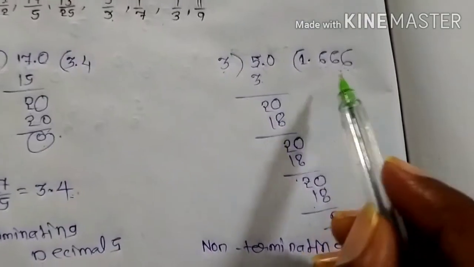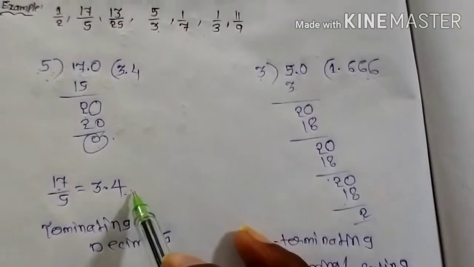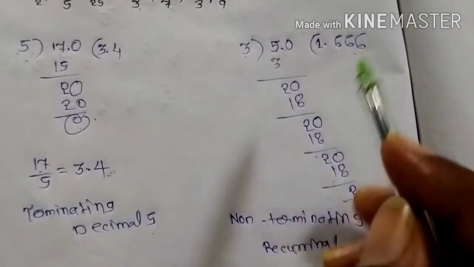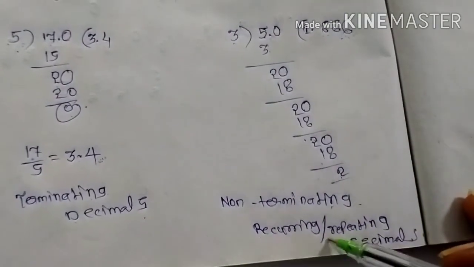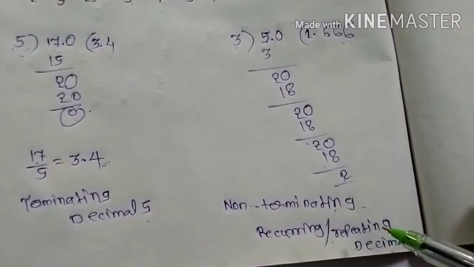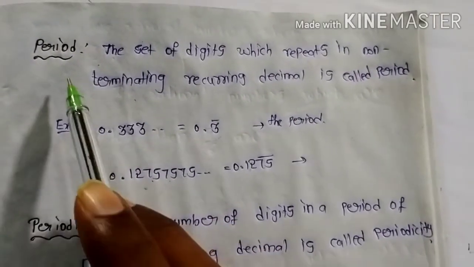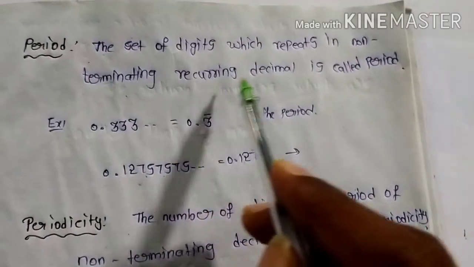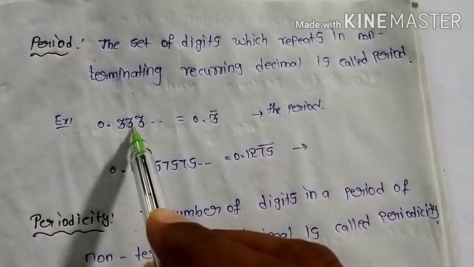Why? Because here 0.666 is not finite, it is infinite. See, here it is finite. If the decimal part is finite, we call it a terminating decimal. If the decimal part is not finite, we call it a non-terminating recurring decimal or non-terminating repeating decimal. Now see the definition of period. The set of digits which repeats in a non-terminating recurring decimal is called the period. See here 0.333.